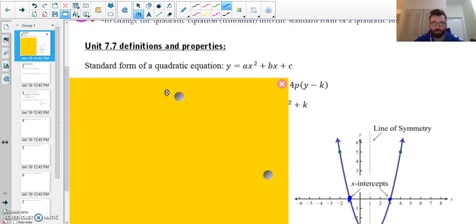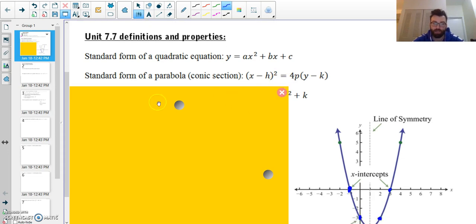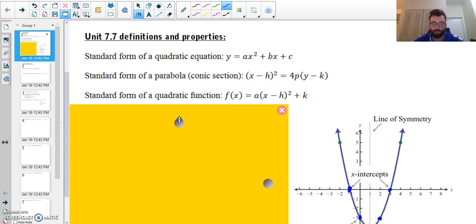There are different forms we talked about. The standard form of our quadratic equation, which is ax squared plus bx plus c. There is a standard form of a parabola as a conic section, which we'll talk about later on, where I can talk about the focus and the directrix to help me find this 4p value. But we'll discuss that later on in the semester. We're going to focus on standard form of a quadratic function.